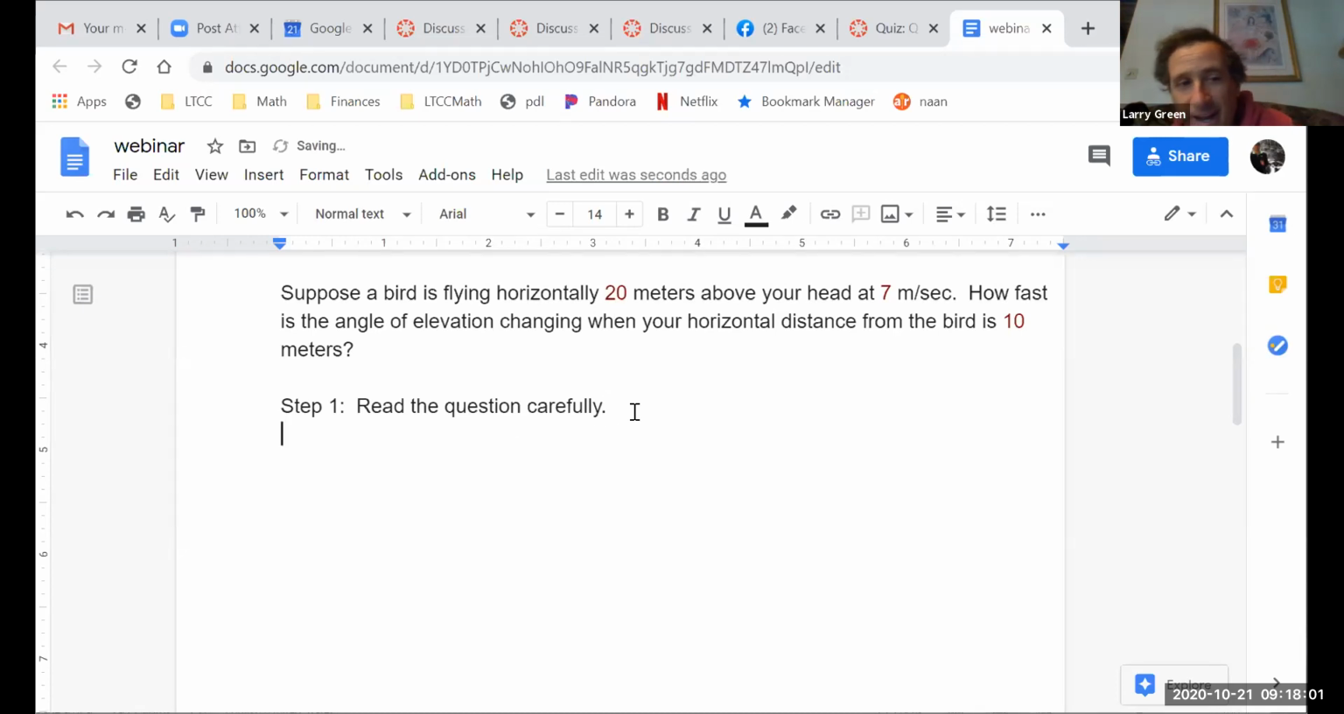Okay, so that's step one. I read it carefully. I can imagine it. Step two is, if applicable, draw a picture. Okay, that helps a lot, because you can get a view of what's going on. And it just makes it easier to see than to read a whole paragraph. It puts all the information in a picture. Any questions so far?